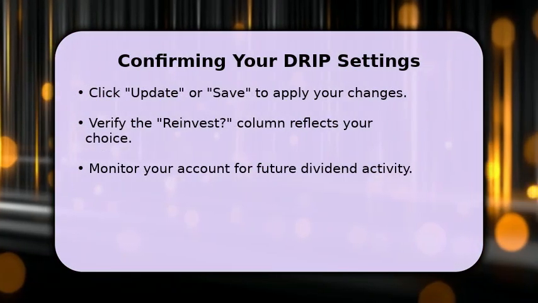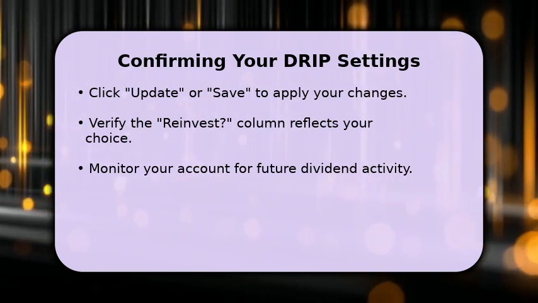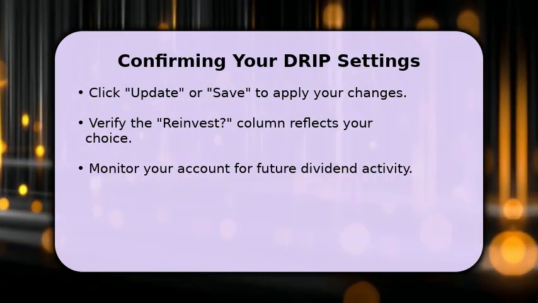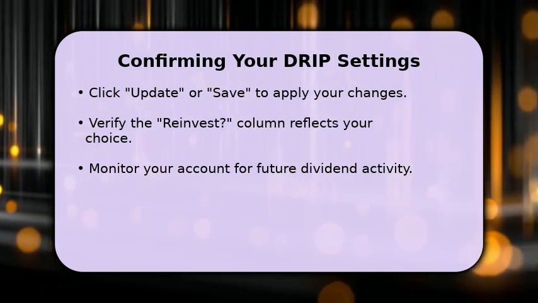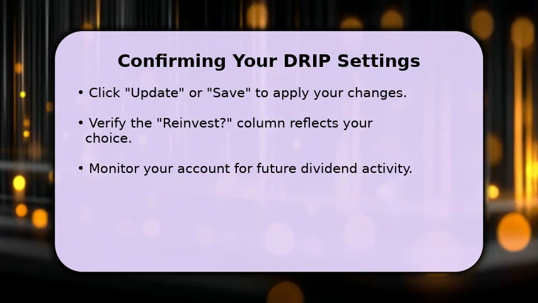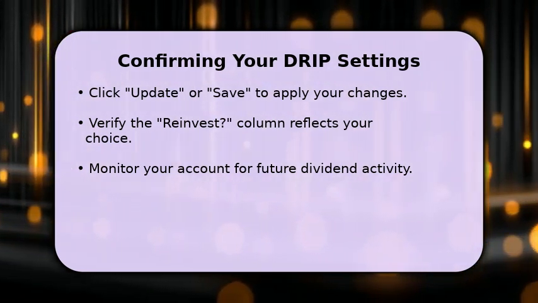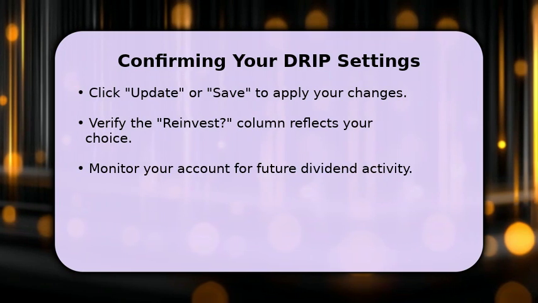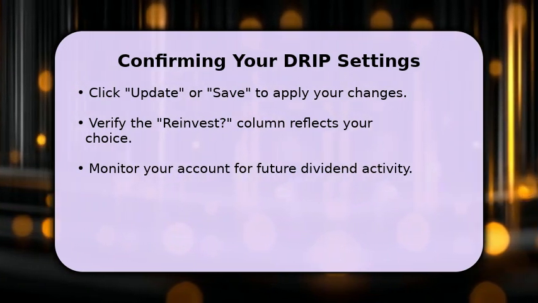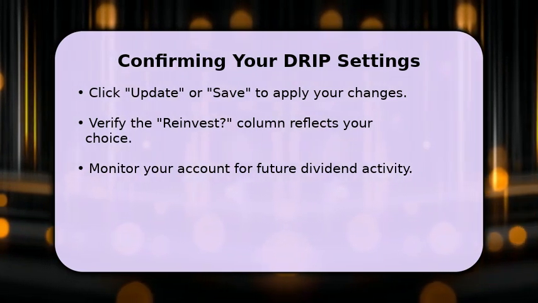After making your selections, it is crucial to click the Update or Save button, usually found at the bottom or top of the Positions table, to ensure your changes are applied. Double-check the Reinvest column to confirm your desired settings are active. Charles Schwab typically processes dividend reinvestments 1 business day after the payable date. If you have any questions, their customer support is readily available to help.